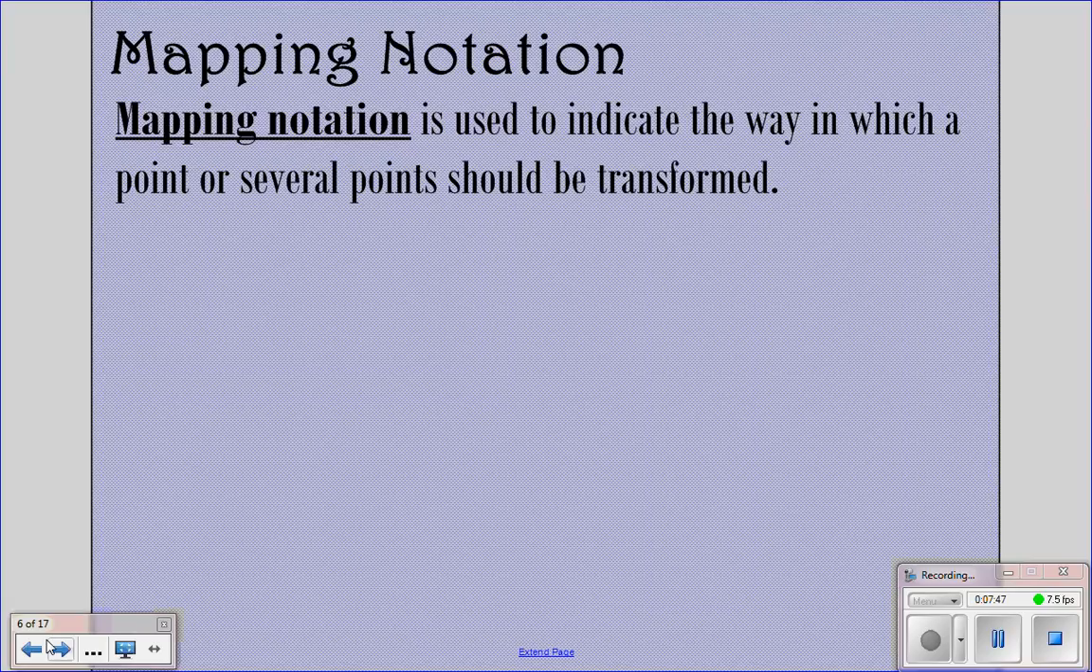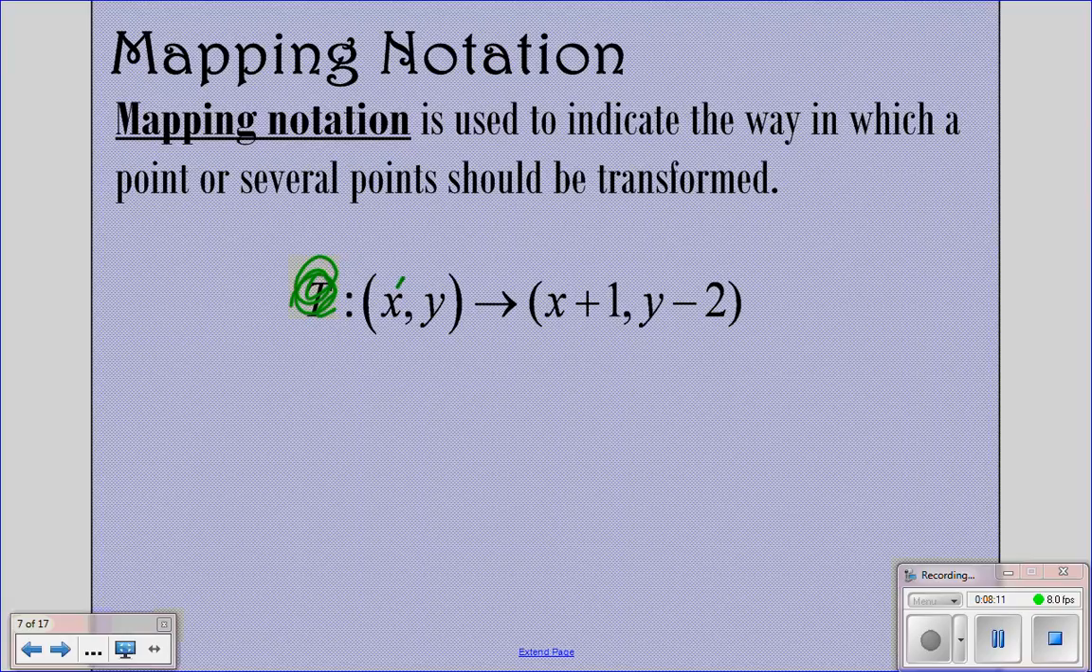Looking at mapping notation. Mapping notation is used to indicate the way in which a point or several points should be transformed. So it's how you show how your points are going to be transformed. This is an example of mapping notation. We're taking point T here, and when we have our X's and our Y's, we're going to take our X values and add 1, and we're going to take our Y values and subtract 2. Okay, so this would be your mapping notation. We took point T, which was at XY, whatever point it is, we add 1 to the X value and we subtract 2 from the Y value. That's what a mapping notation looks like.